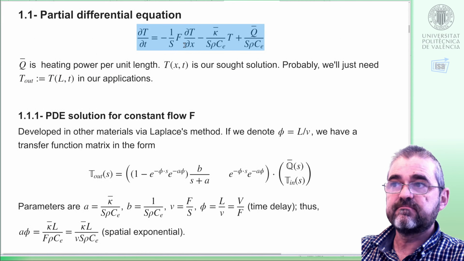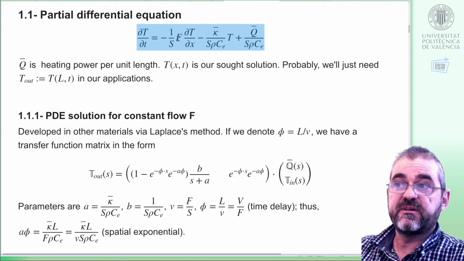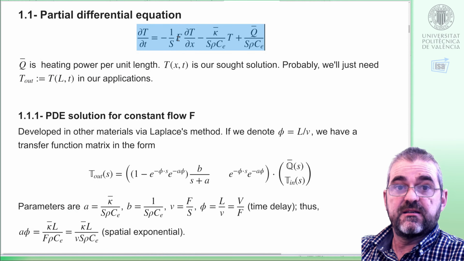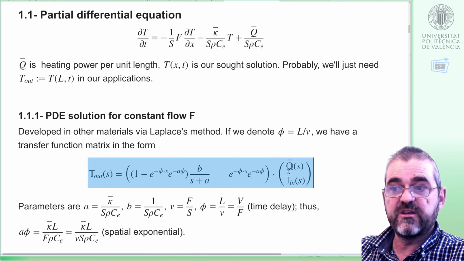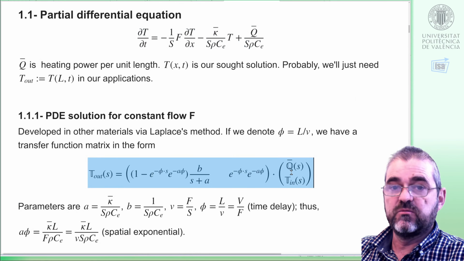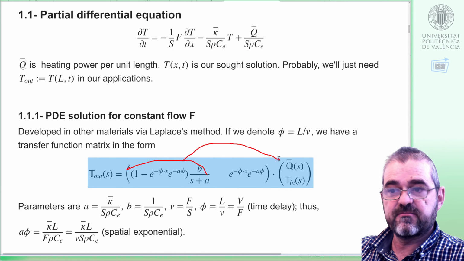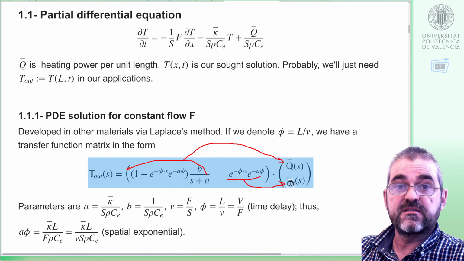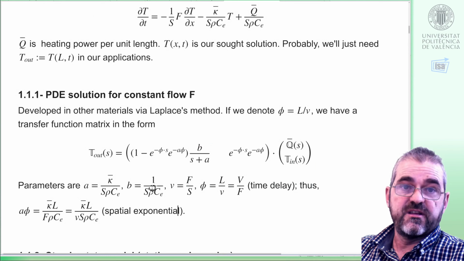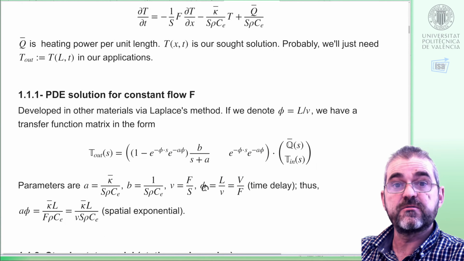So we have this PDE, and due to this product, it's nonlinear if flow is not constant. However, if flow is constant, this PDE is a linear one, and we can solve it. And for instance, using Laplace transforms, we may obtain an exact constant flow model in transfer function form. So this is the transfer function that multiplies increments in heating power, and this is the transfer function that multiplies increments in inlet temperature, with these values of A, B, phi, etc., depending on physical parameters. The details are in other videos.